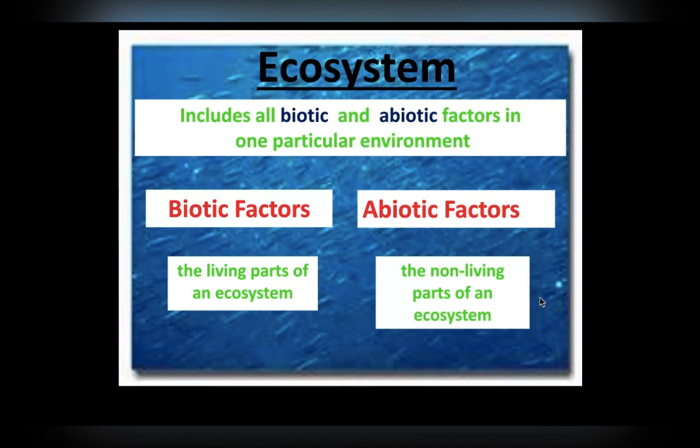Now, the ecosystem includes all the biotic and abiotic factors in one particular environment. For example, we have the biotic factors, that's the living factors, the living part of the ecosystem that affect the environment. The factors that affect the environment are categorized into two: we have the biotic factors and the abiotic factors. Abiotic factors are the non-living part of the environment that affect the environment.